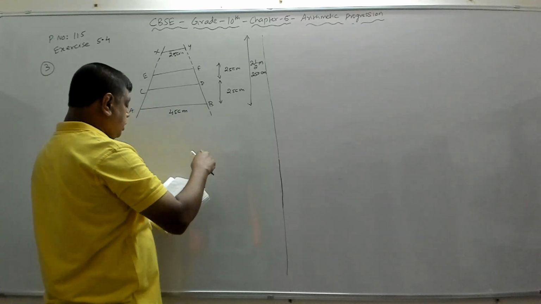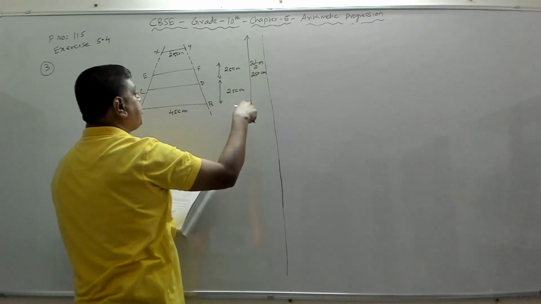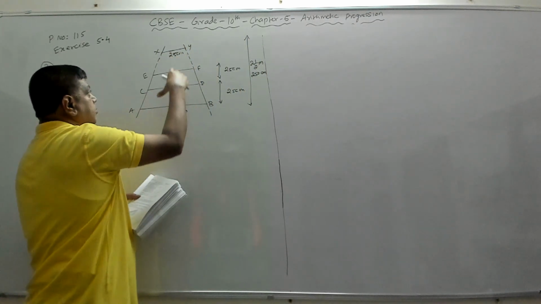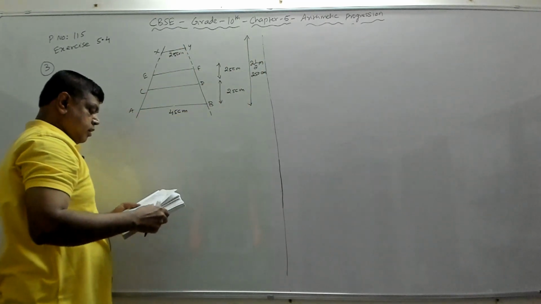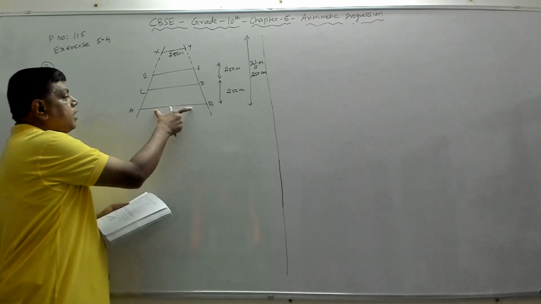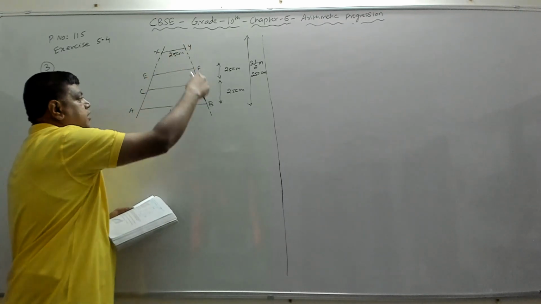And the top and the bottom rungs are 2.5 meters apart. So the distance between this rung and this rung, the vertical distance, is 2.5 meters. Now we have to find the length of the wood required for the rungs. How much length of wood is required only for the rungs, not for the side ones, only for this.